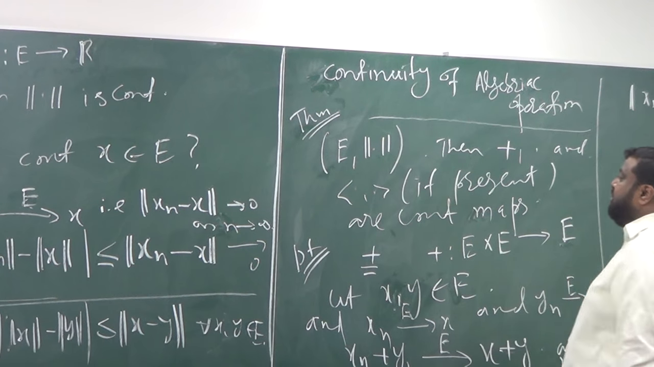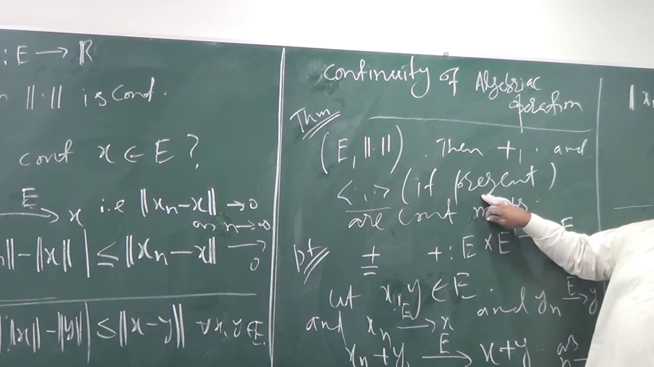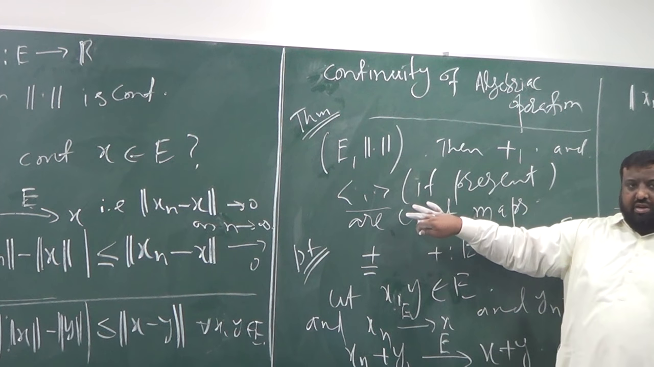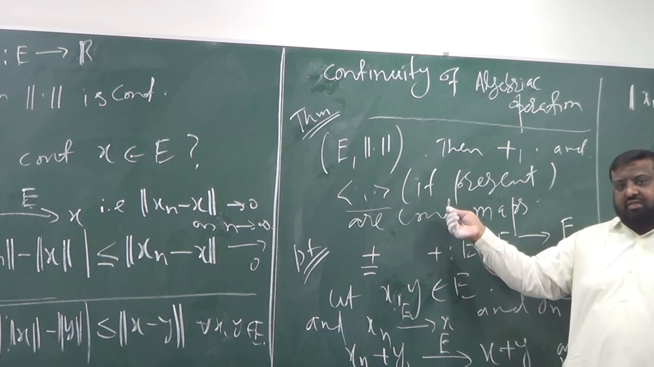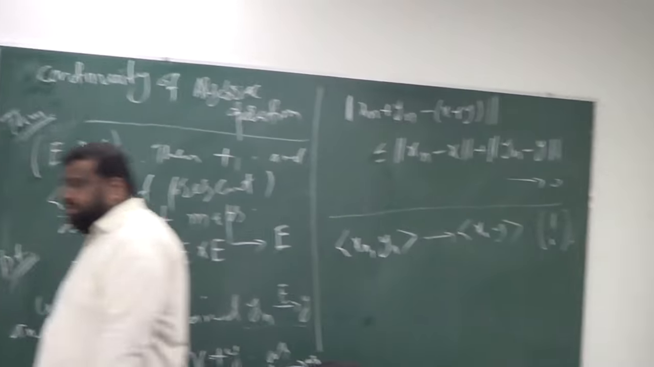How about we show inner product? Why I'm saying inner product is present is because every normed space need not be an inner product space. There is no inner product on L infinity. Don't forget this example. So again, imagine xn goes to x and yn goes to y in E. I want to show that inner product is a continuous map. So what I need to show is that the inner product of xn and yn converges to the inner product of x and y.